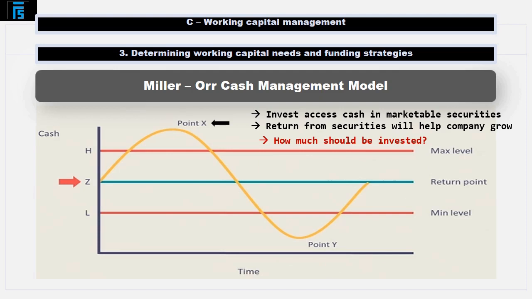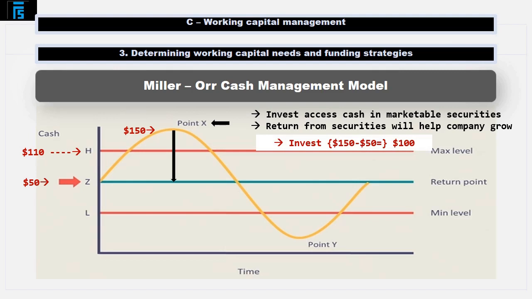How much should be put into the security? The amount from point X to bring the balance right down to line Z. So let's say point X equals $150, H $110, and Z $50. The amount transferred into non-cash securities is as follows: 150 minus 50 equals $100. By transferring this, the cash balance is brought back to the ideal Z. You could say the company is a bit sloppy at applying this model, having let the balance go to $150 when it should not go past $110.